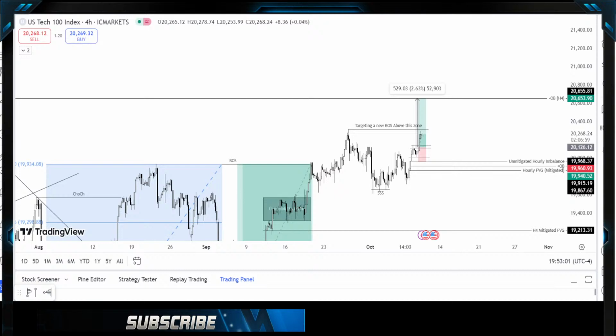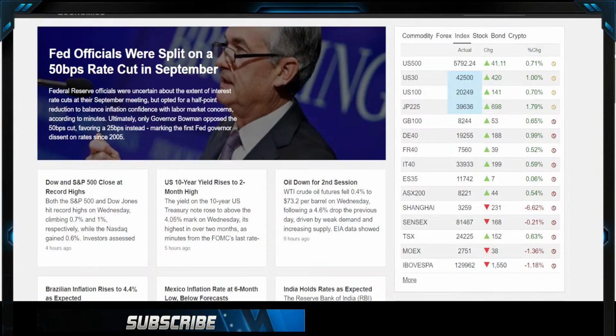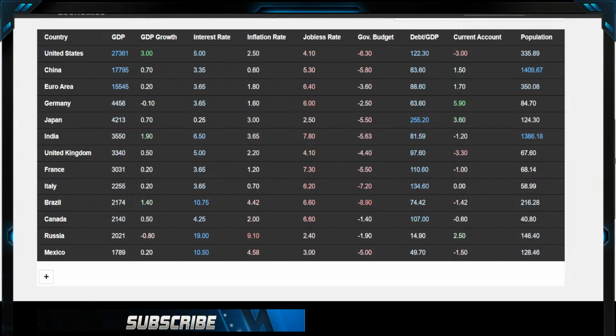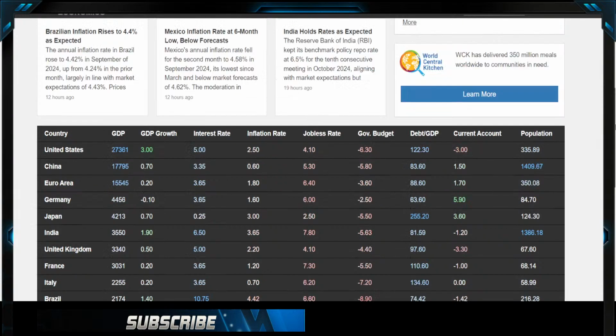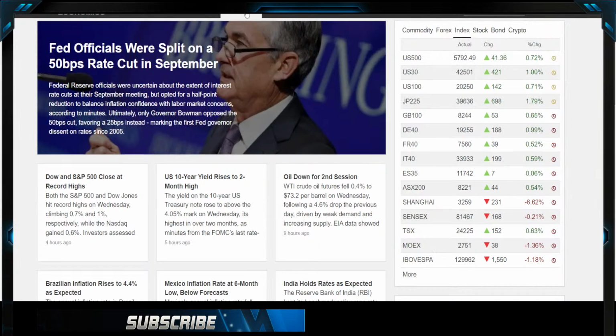I was checking on Trading Economics. Nasdaq is up, US 30 is up. Those are the only indices that I trade. So let's go to the economic calendar.